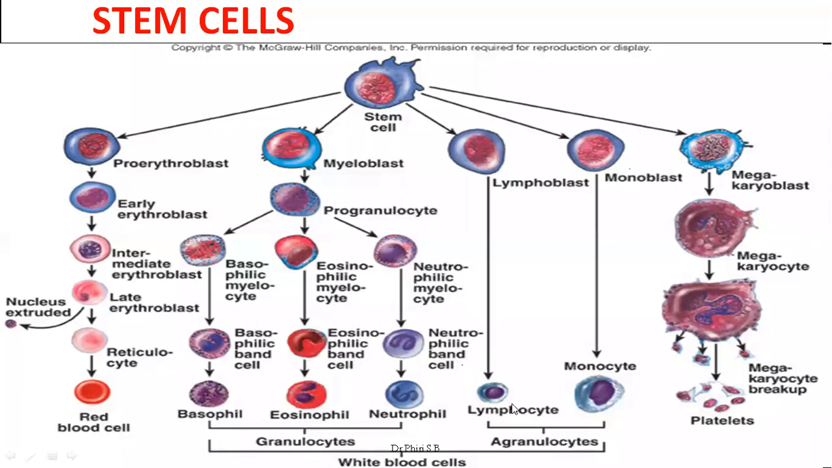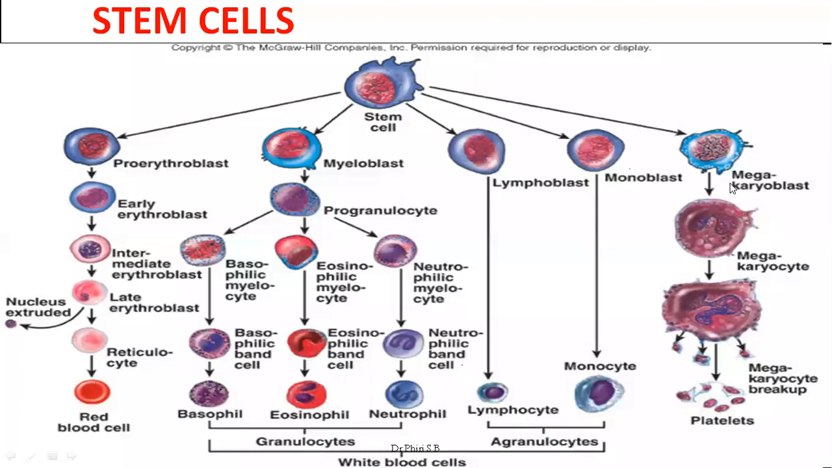You have the T lymphocytes and the B lymphocytes. Then you also have the monoblasts that will become the monocytes. These two cells don't contain granules, so they are also called agranulocytes. The granulocytes plus agranulocytes will give you the total white blood cells that are found within blood.